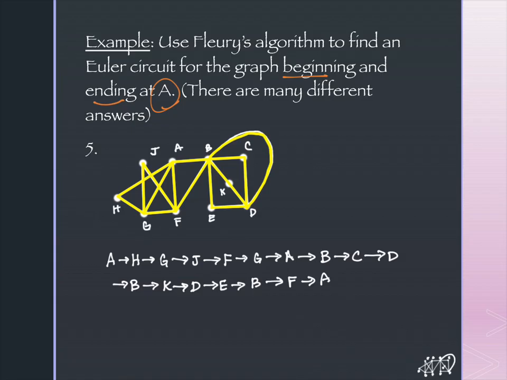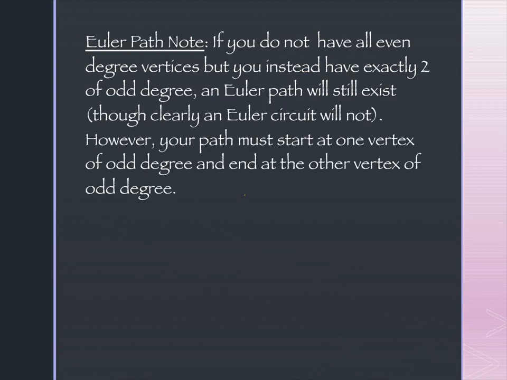But this is the process. All right. So note for an Euler's path. Okay, so what we just found was an Euler circuit. Starts and ends at the same place, does not cross any edge more than once. This is an informational piece about an Euler path.